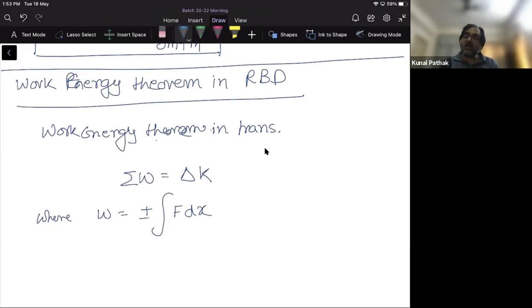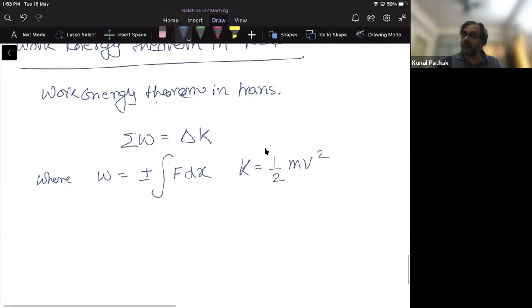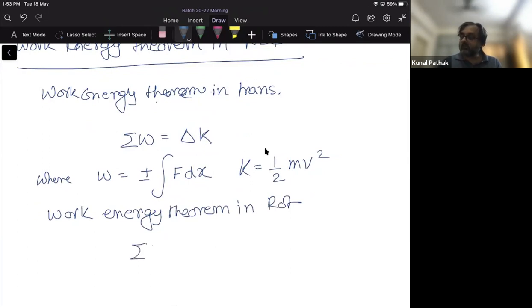So the reason why I have added plus minus is very simple. If the force and displacement are opposite to each other, minus. If the force and displacement are in the same direction, plus. And K, which is the kinetic energy, is equal to half mv square. Therefore, work energy theorem in rotation will be summation of work done by torque is equal to change in rotational kinetic energy.